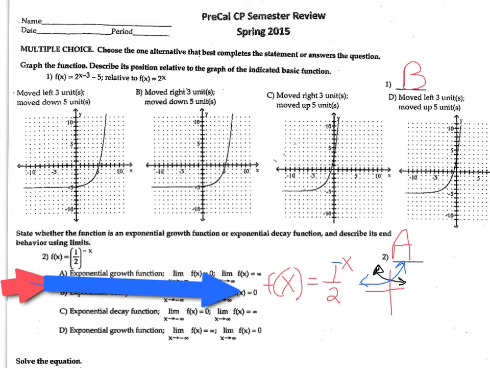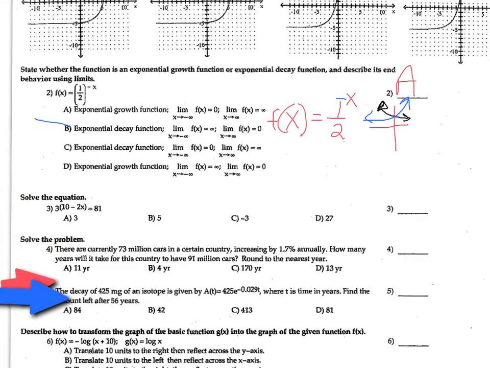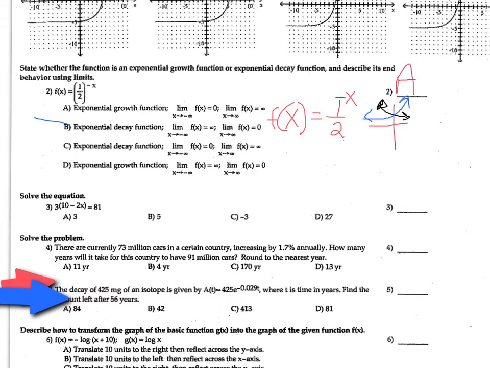Okay. Any questions about number 2? So far so good. Okay, so now let's move on to number 3. The answer to number 3 is A. Did you get A? x is equal to 3? Yes. Do you know how to get x is equal to 3?